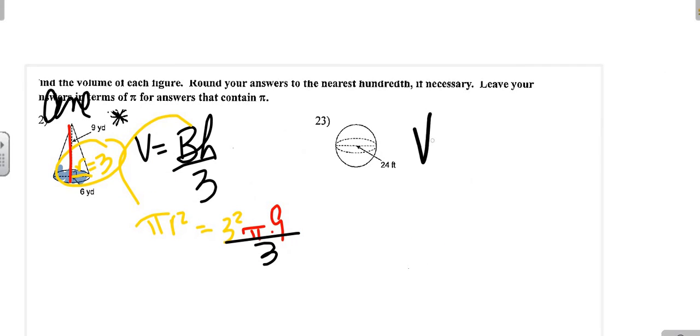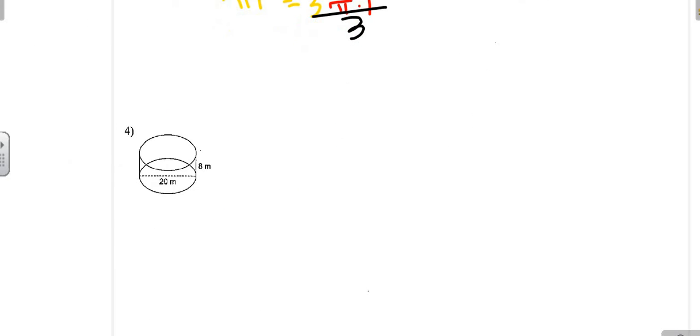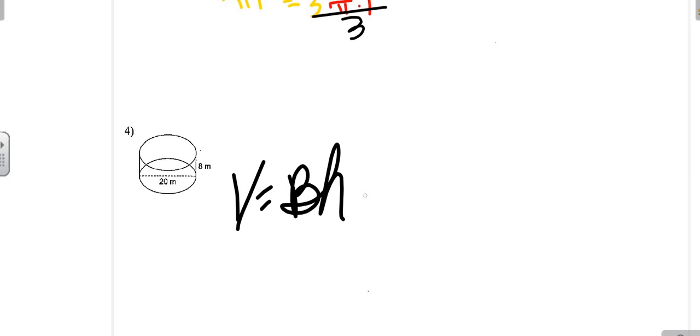This is a sphere. Volume equals 4 pi r cubed over 3. That's for a sphere. For a cylinder, volume equals area of the base times the height.